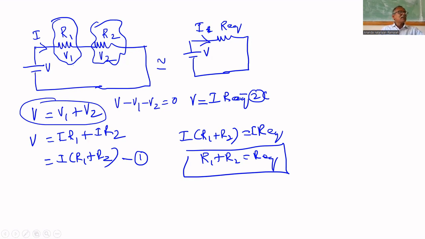Algebraic means it has sign. Algebraic sum of. Otherwise, we can write sum of. Why are we not writing sum of? It has some sign, positive or negative. That's why algebraic sum of EMF and potential drop equal to 0. That is Kirchhoff's voltage law.